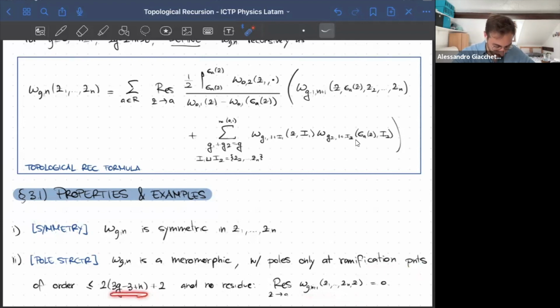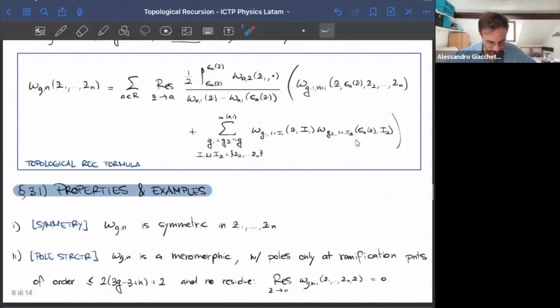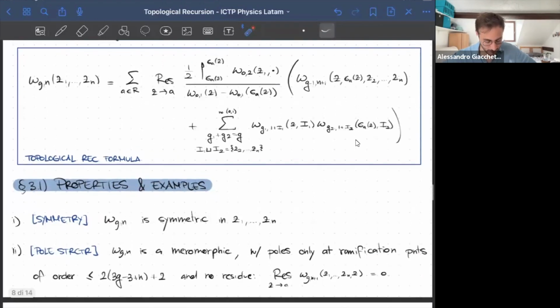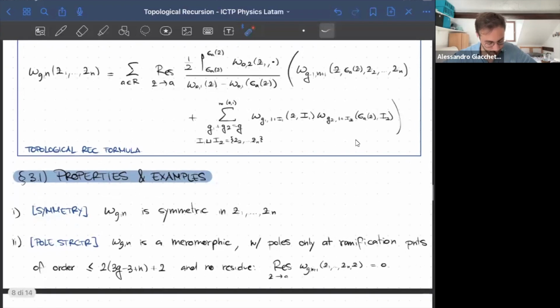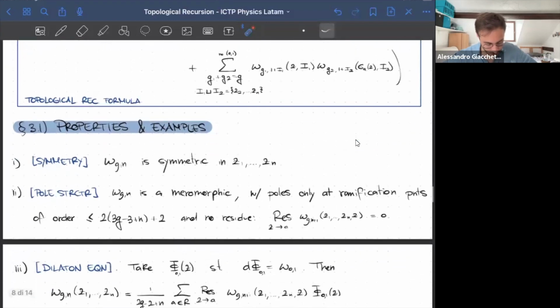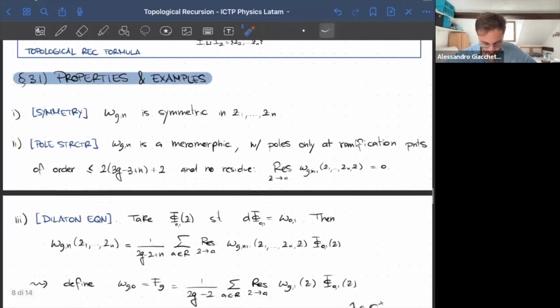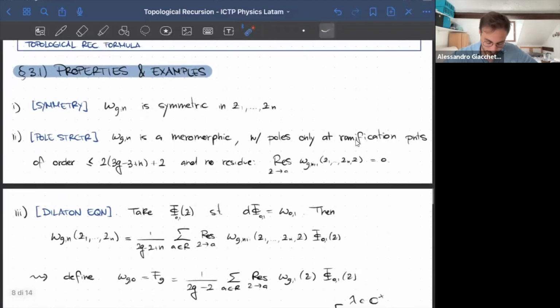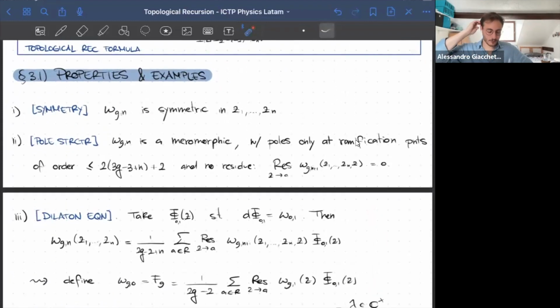And this 3g minus 3 plus n is not a random number. It's actually the dimension of the moduli space of hyperbolic Riemann surfaces. And this is not a coincidence. I will talk about this later. All right, so another property that is somehow inspired by applications from topological string.